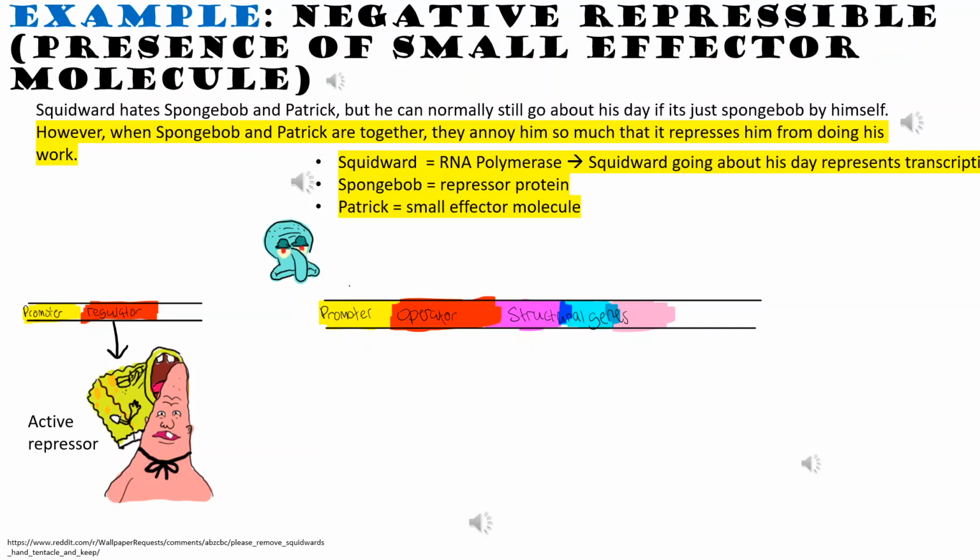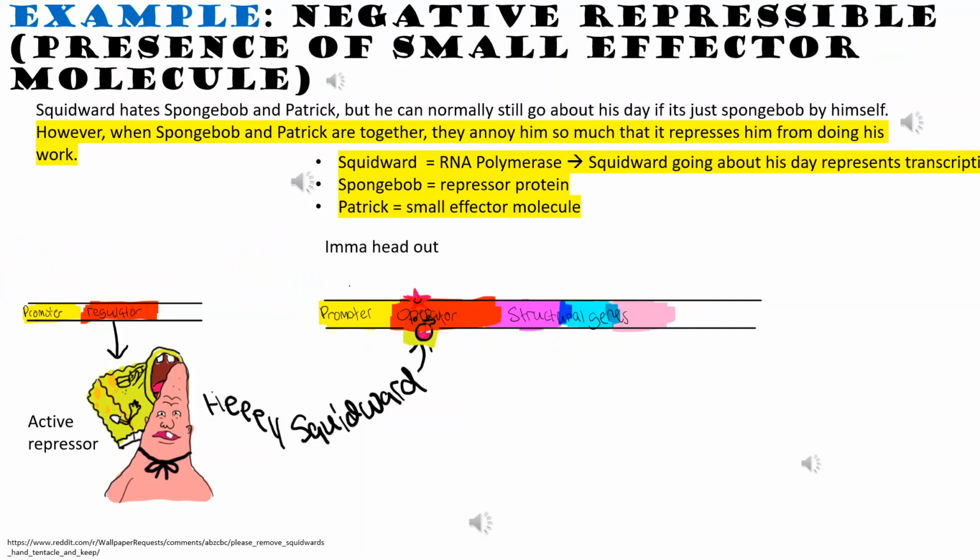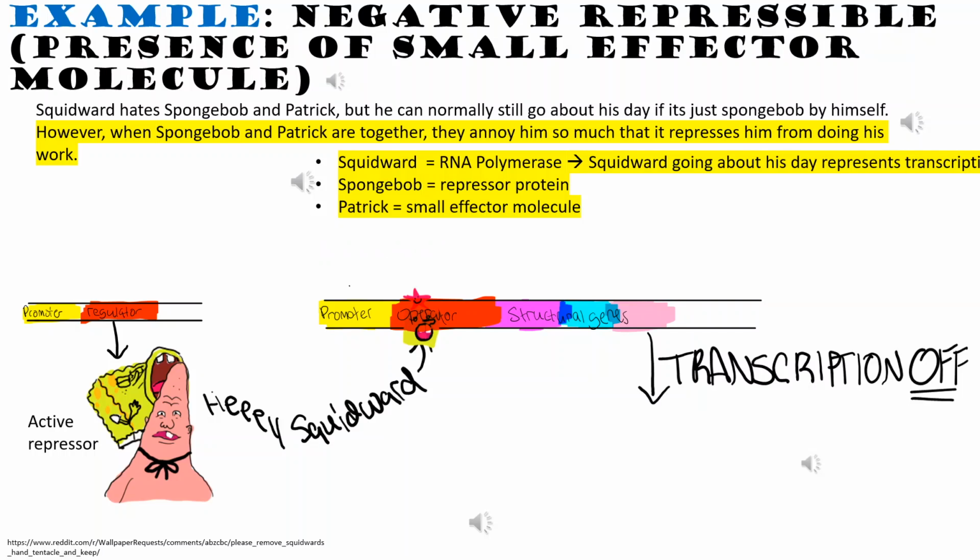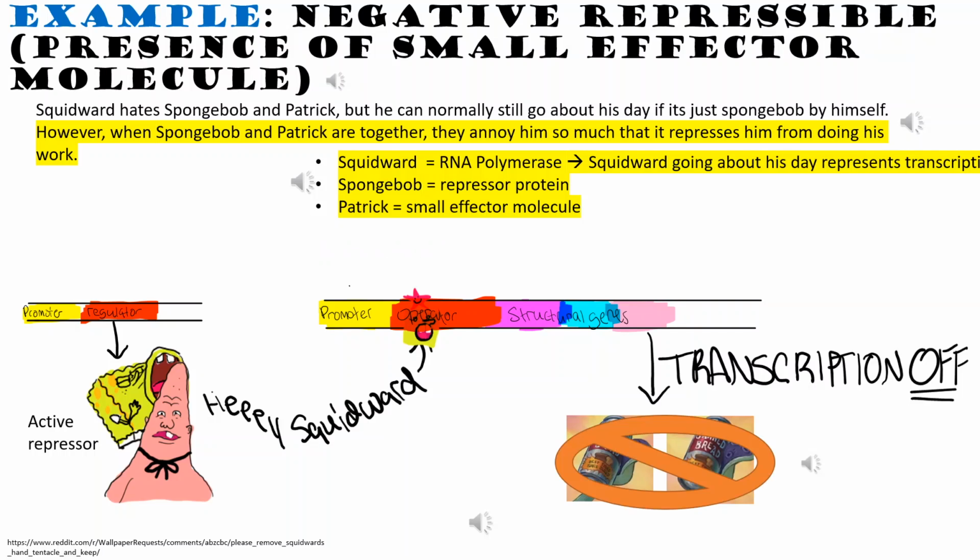So this time, Patrick and SpongeBob together go, "Hey, Squidward," and are able to bind to the operator, which blocks Squidward from being able to transcribe, because he's like, "I'm not dealing with this, I'm gonna head out." So he leaves, and transcription is turned off, and he does not get his canned bread. So sad ending of the story for Squidward, but I guess that's just the way it has to be.